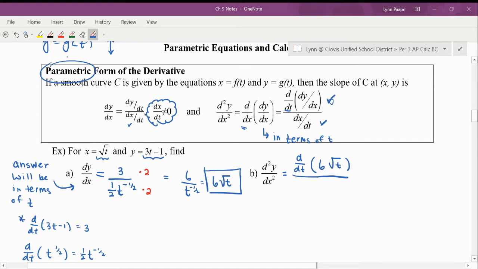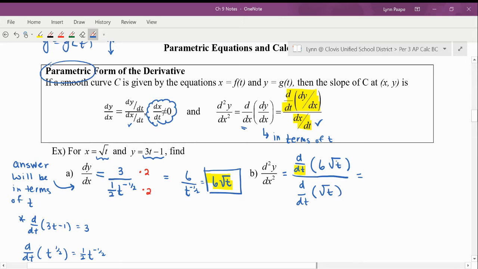So let me, oops, I was trying to erase that. Okay. So this is what I wrote down right here. So I took the derivative with respect to t of my first derivative, which is that right there. Okay. So now I need to divide by dx dt. So I need to take the derivative of my x, which is root t, with respect to t. And so that's this piece here.